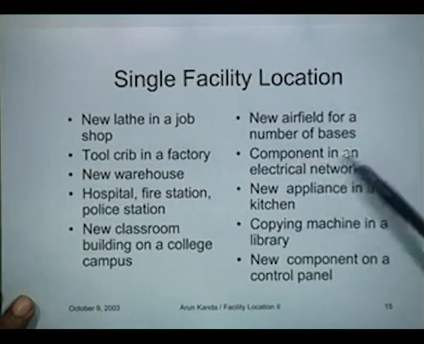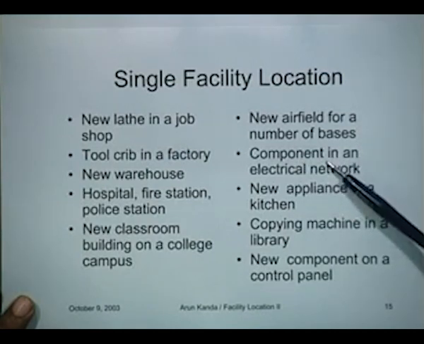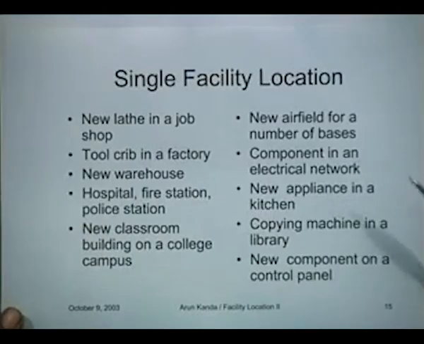You can talk about a component in an electrical network. You know, electrical networks typically these days, you have a large number of electrical components put onto one board. Now, suppose it is decided that to improve the design characteristics, you want to put an additional resistor somewhere. Now, where should that additional resistor be? And it is going to be connected to some of these components. So you are trying to say where should I put the additional resistor such that the total length of cable or the length of wire is minimized or some such thing. This is again a problem of a single facility location.